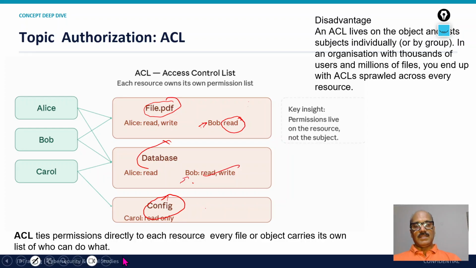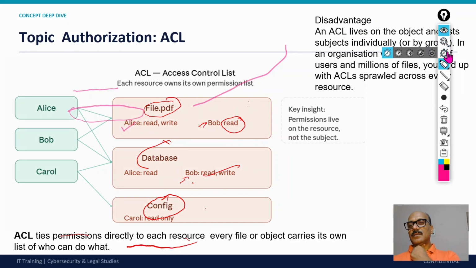So here, as we stressed, the permissions are linked to each resource. Every file and object carries its own list. So the disadvantage, as I mentioned here, is that with thousands of users and millions of files, you end up with too many ACLs to manage. It's not a practical solution.